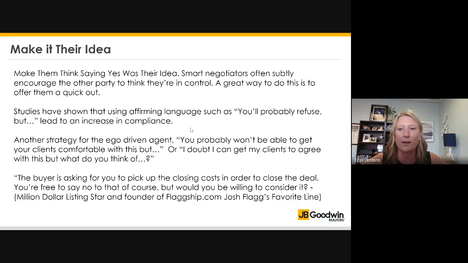And it goes in the other direction. The buyer is asking you to pick up the closing costs in order to close the deal. You're free to say no to that, of course, but would you be willing to consider it? You know, that's a common one: you're free to say no. Giving them that out makes people kind of want to achieve it because it feels like a win to them, even though they're giving up a concession. So I love that language. I use that. We probably won't be able to get our clients to agree on that.